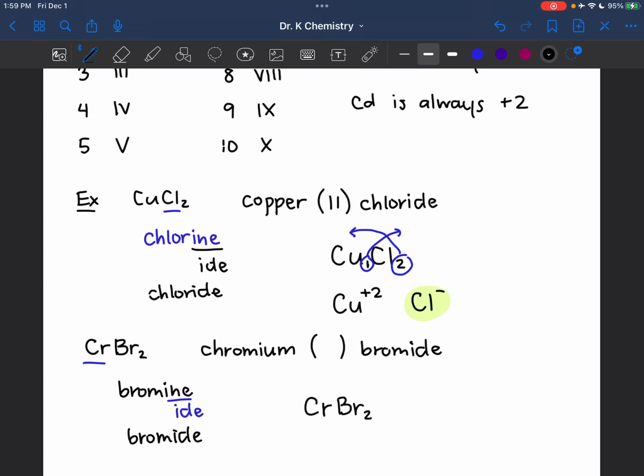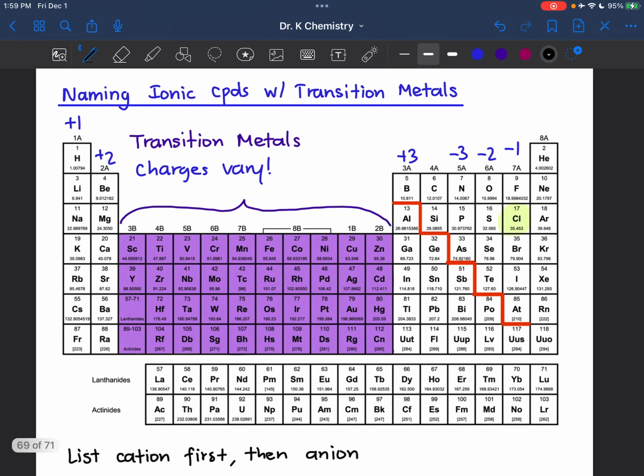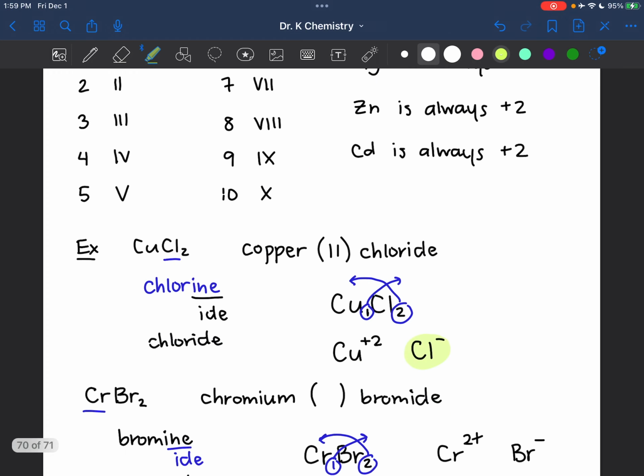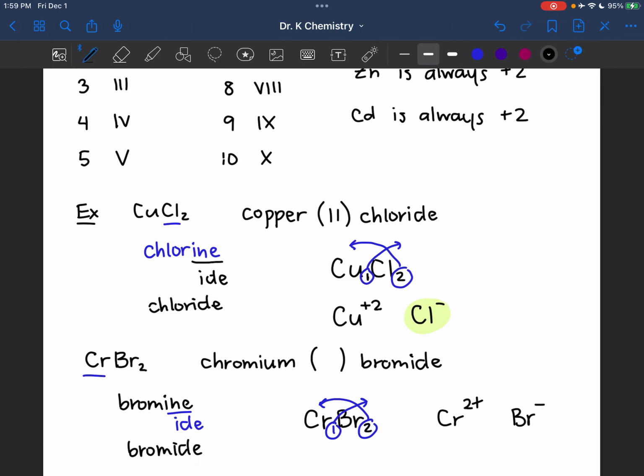I can try using the same method as the previous problem. I'm going to give the 2 back to chromium. There is a 1 here that we haven't indicated because we never write the 1 in there. But I can take that back to the bromide and then just check if that makes sense. So that would give me a charge of +2 on chromium and a charge of -1 on bromide. I'm going to go back and take a look at bromide. And bromide is also in group 7A, which means it'll have a charge of -1. So that charge makes sense. And we would just call that chromium(II) bromide.